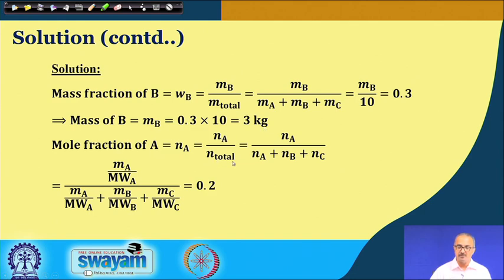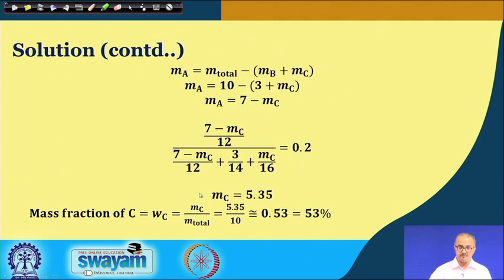Now the mole fraction of A is given as the number of moles of A by the total number of moles, and the total number is Na plus Nb plus Nc. Now we are converting this number of moles into mass. So, the number of moles of A is the mass of A divided by the molecular weight of A, and the number of moles of the other two components is the mass of each component divided by their respective molecular weight, and this value has been given to be 0.2.